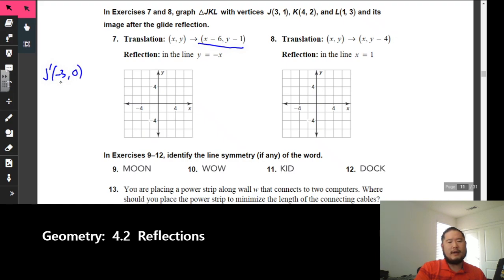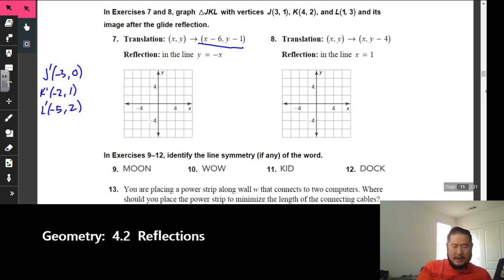So there's J prime. K prime, taking 4, 2, plugging it in here. 4 minus 6, we have negative 2. Then we take 2 minus 1, that's 1, there's your K prime. Lastly, we got L, plug it in. 1 minus 6, negative 5. 3 minus 1, 2. And there you have our translation.